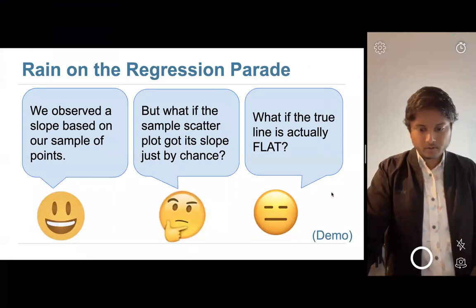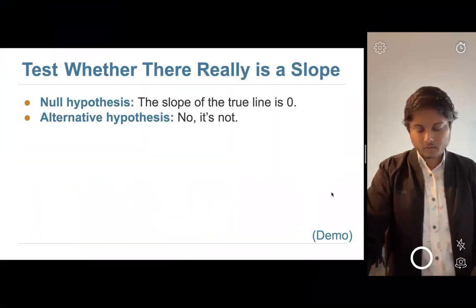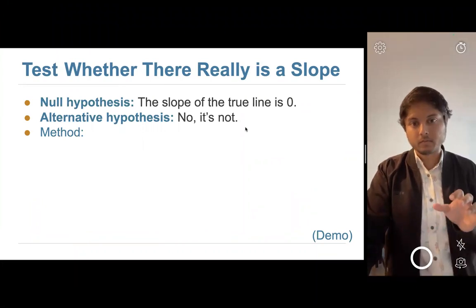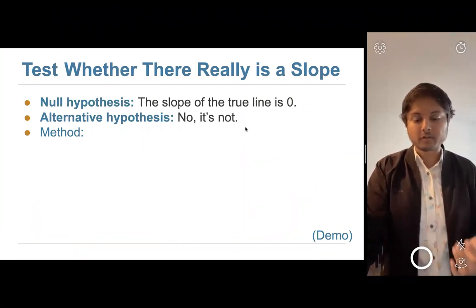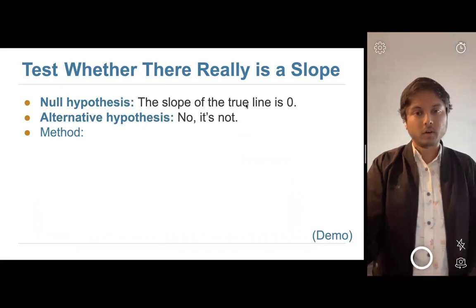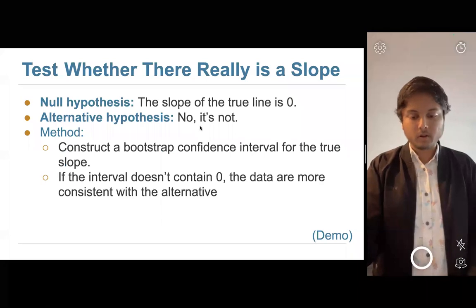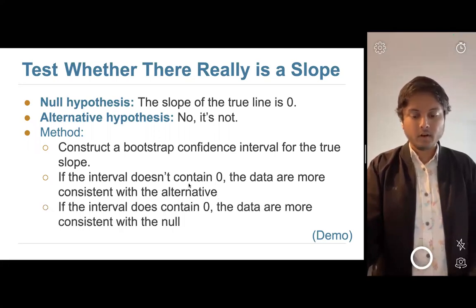All right, so let's just recap that basically. If you want to test whether there really is a slope, this is the setup. The null hypothesis is usually the specific one that you can simulate from. In this case, we're going to say the slope of the true line is 0, and our alternative is that it's not. How do we actually assess this? We construct a bootstrap confidence interval for the true slope. If the interval doesn't contain 0, the data is more consistent with the alternative. If the interval does contain 0, the data is more consistent with the null.